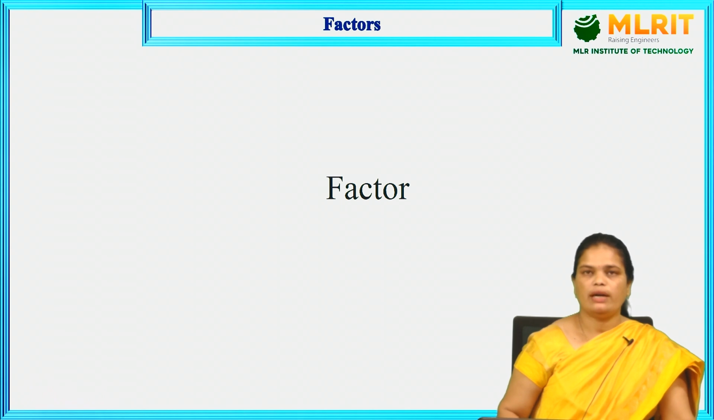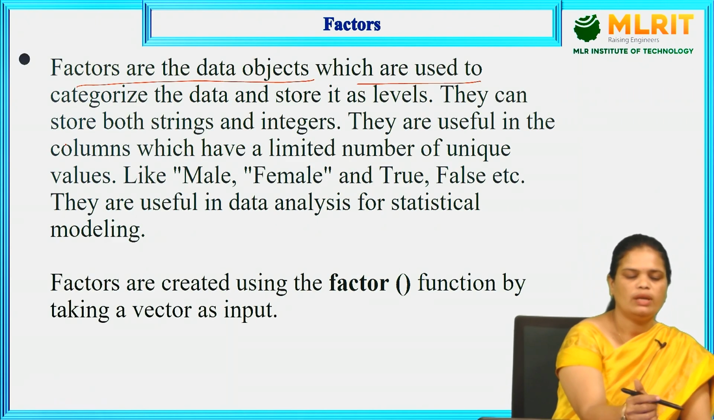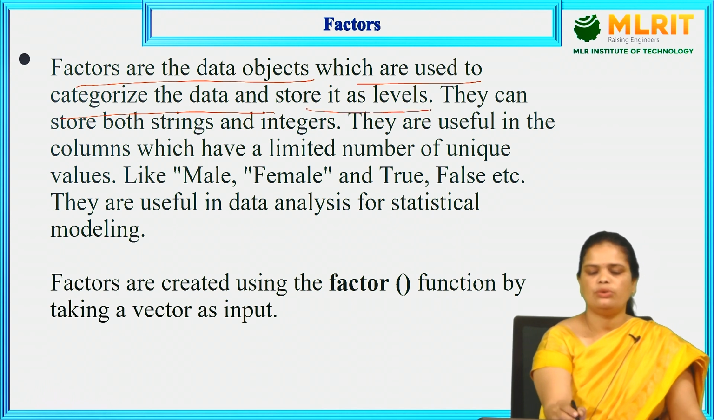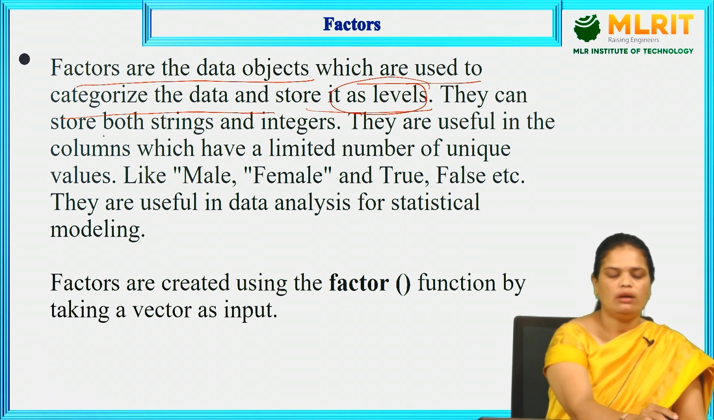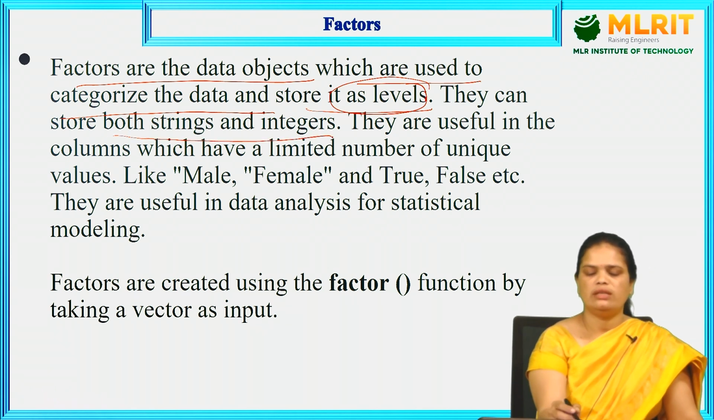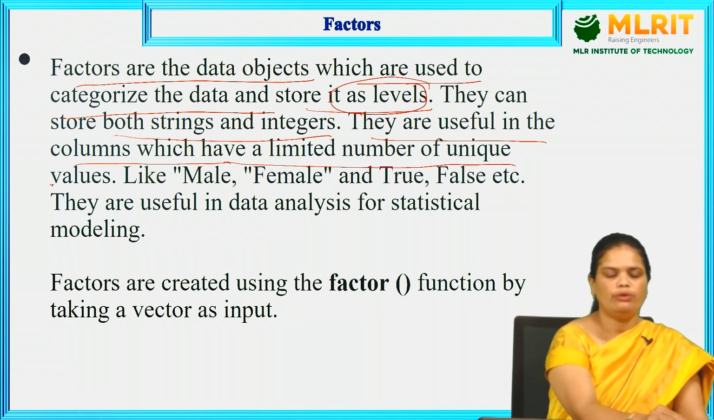Now look at the factors. Factors are the data objects which are used to categorize the data and store it as levels. It will store the data as levels. That is the important point here. They can store both string and integer data. They are useful in columns which have a limited number of unique values.